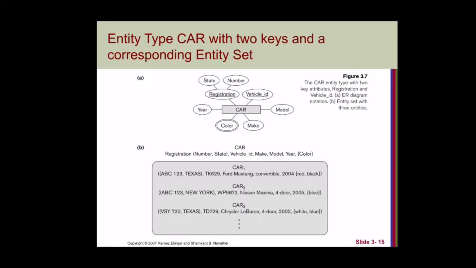Then we can see car 1, right? ABC 123 Texas. What is it? It's a registration number. Apart from that, we have vehicle ID as TK 629. Then we have make, right? Ford Mustang is the make. Then model convertible, year 2004. Then the color of the car is red and black, right? So this is an instance, or we call it a tuple.